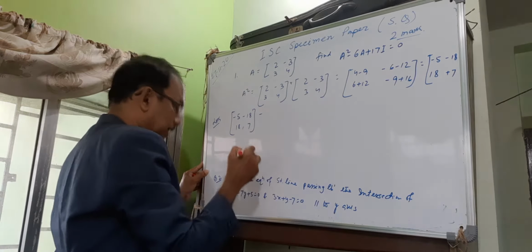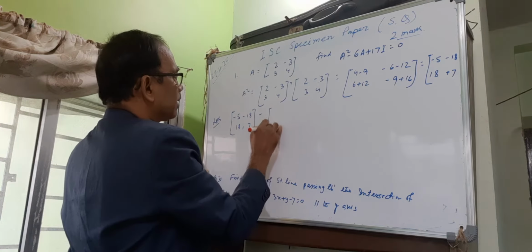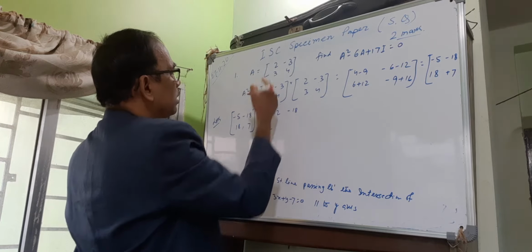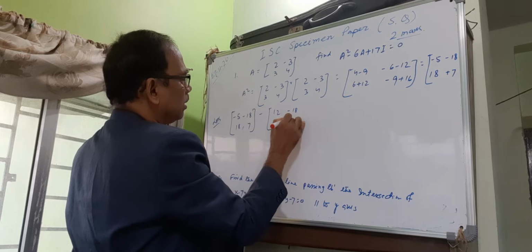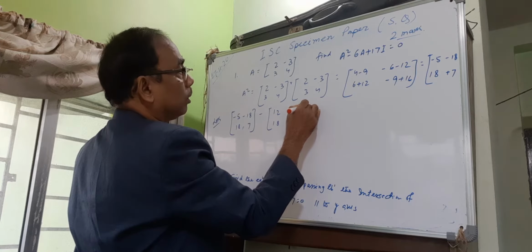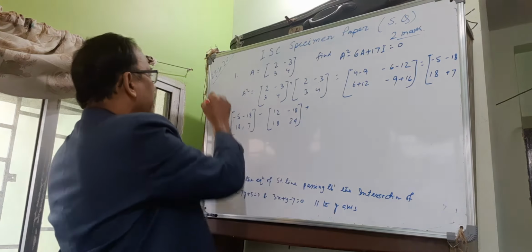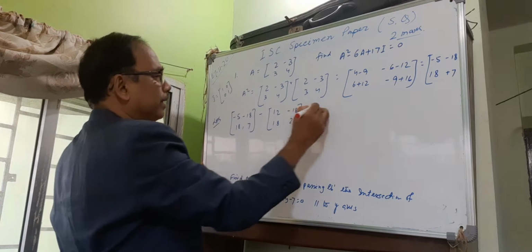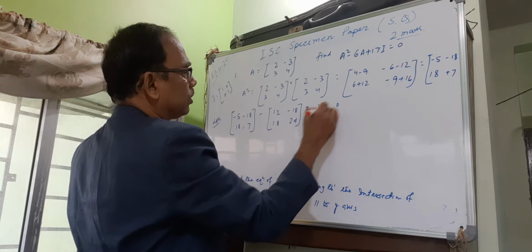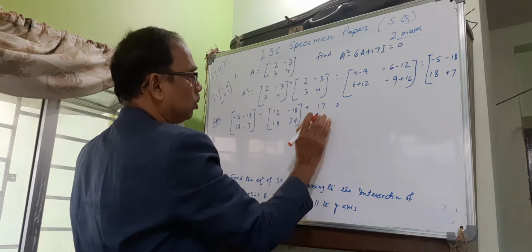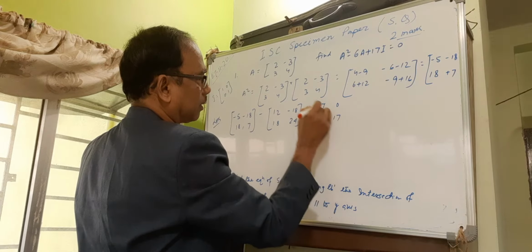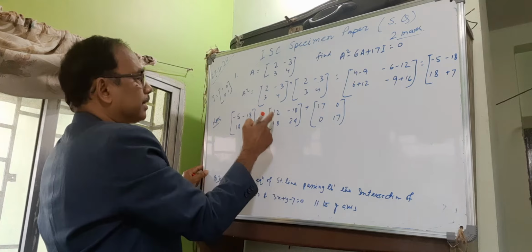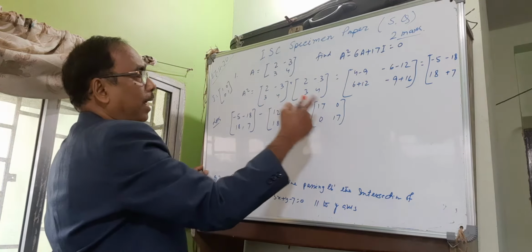Then minus 6A, minus 6 into this, that is minus 12, 18, minus 18, minus 24, plus 17I. I means the identity matrix, 1 0 0 1, that is 17, 0, 0, 17. This is A square minus 6A plus 17I.